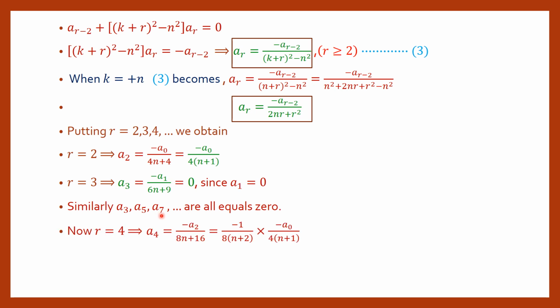We get A4 equal to minus A2 by 8n plus 16, because 2nr plus r square is 16, which means we write minus 1 by 8 of n plus 2, taking 8 outside, and A2 is there. For A2 we already found an expression like minus A0 by 4 of n plus 1. Simplify. A4 we get as A0 by 32 into n plus 1, n plus 2, and so on. It continues so on. We just evaluated up to A4.